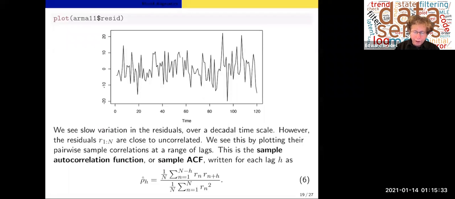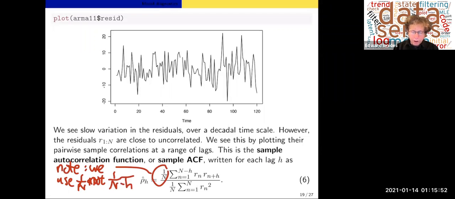One small difference is that we use 1 over n, not 1 over n minus h, or even 1 over n minus h minus 1, as you might think from the standard correlation estimates. But we'll find out why we do that. Well, the short answer is it gives more stable estimates for larger values of h, when if you did 1 over n minus h, you'd get a more unstable estimate.